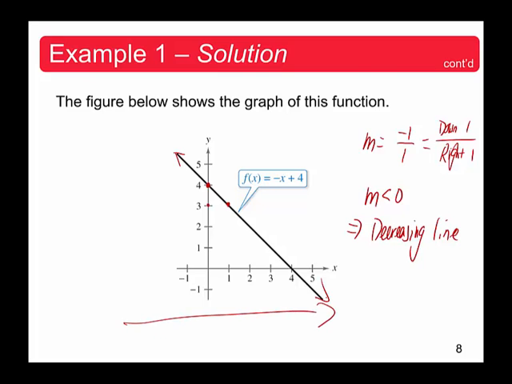Okay. And the domain is real numbers, the range is real numbers. We have a y-intercept, both x and y-intercept here. And it's a decreasing line. That's a summary of this particular function here.